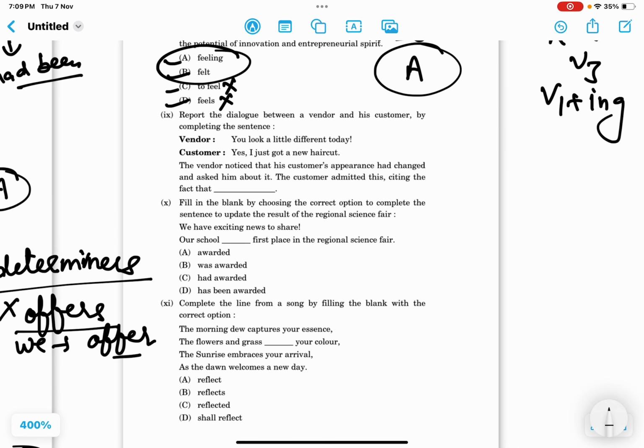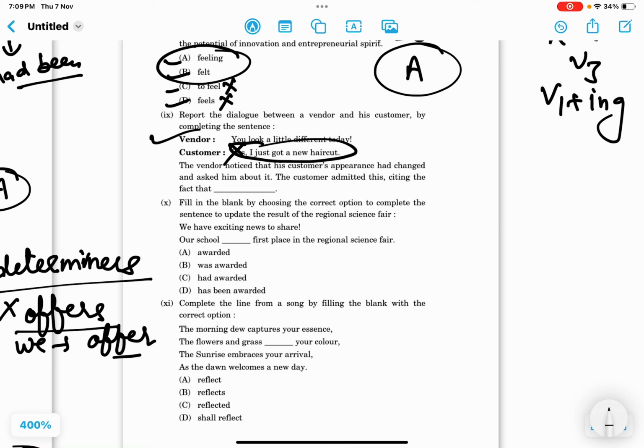Now the ninth question, that is of reported speech. Vendor, you look a little different today. Customer, yes, I just got a new haircut. First of all, you can easily identify that this part is to be changed. So the customer admitted this. So yes part is already done. I just got a new haircut. This one we are to change.